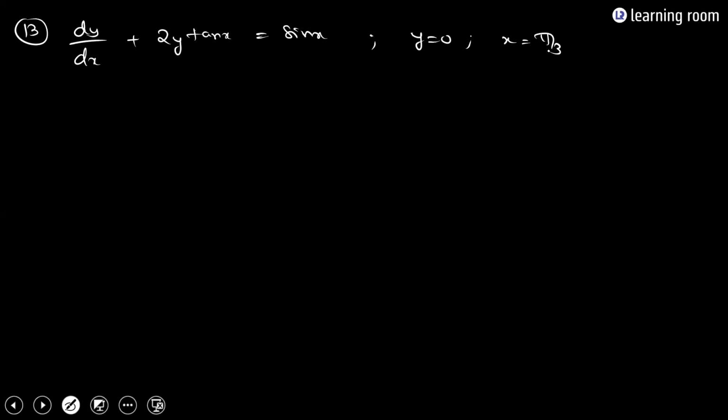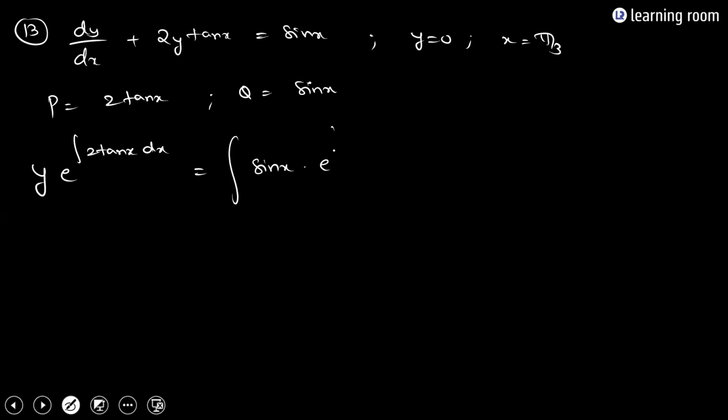I'll do the 13th one. dy by dx plus 2y tan x is equal to sin x, where y is equal to 0 and x is equal to pi by 3. So P is equal to 2 tan x, Q is equal to sin x. So y into e power integral of 2 tan x dx is equal to integral of Q into e power integral of 2 tan x dx into dx.